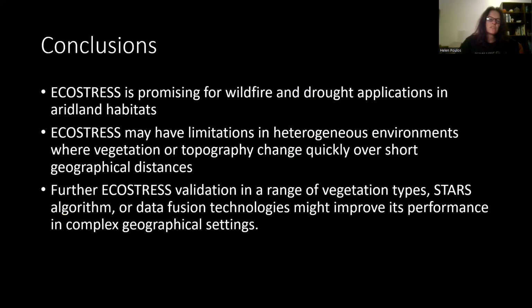And so in conclusion, ECOSTRESS is really promising for these different kinds of applications, but it might have some limitations in these heterogeneous environments where vegetation or topography or rivers move right through a pixel. So we have a lot of changes over short geographical distances, and that could challenge the capacity of ECOSTRESS to predict evapotranspiration within these areas. And so I think more validation across a range of vegetation types is needed. The STARS algorithm may also perform better, so we're starting to make comparisons between collection 1 and collection 2. And obviously, data fusion techniques might also improve its performance.